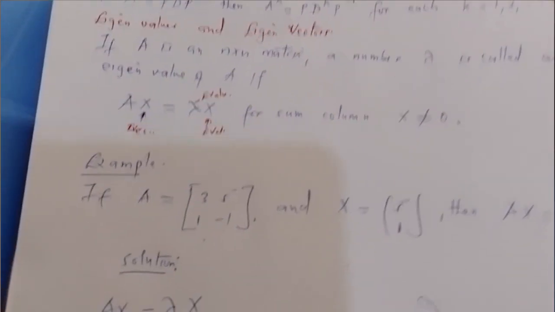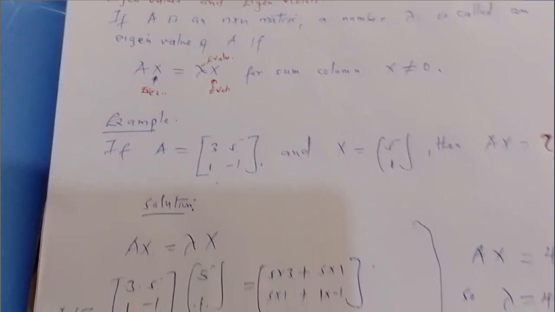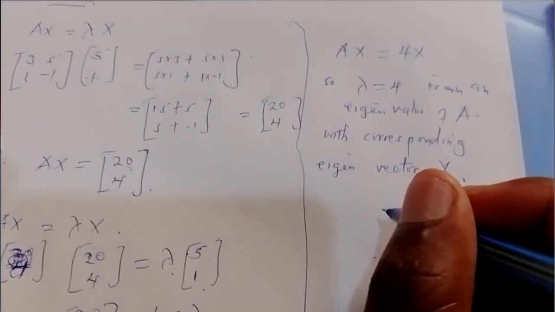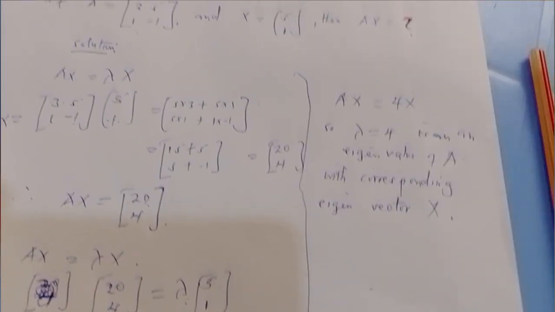We are through with eigenvalues and eigenvectors and how to find that lambda. We can see how we have calculated and gone up to the end.